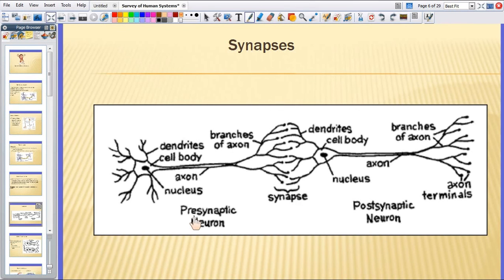The part of the neuron that receives the initial stimulus is called the presynaptic neuron. Pre, because it comes before the synapse. So it is the one that will transmit the nerve impulse. The postsynaptic neuron, the one that comes after the synapse, is going to receive that impulse and send it on to the appropriate destination.